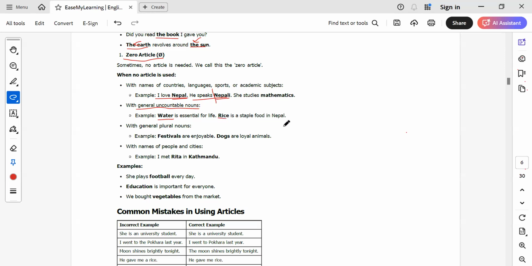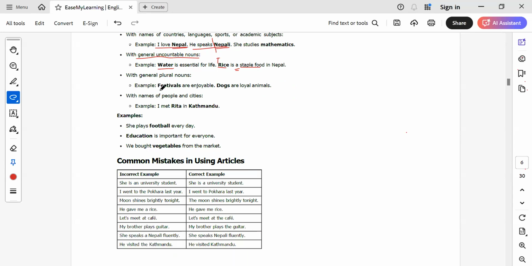Similarly, rice is a staple food in Nepal. So you can see we are not saying the rice or a rice because we are talking about rice in general. So we are saying rice. But when we say staple food, I'm saying a staple food. Why are we not saying the staple food? Because there are other staple foods also. Rice is just one of them. It's not the only staple food. So we say rice is a staple food in Nepal.